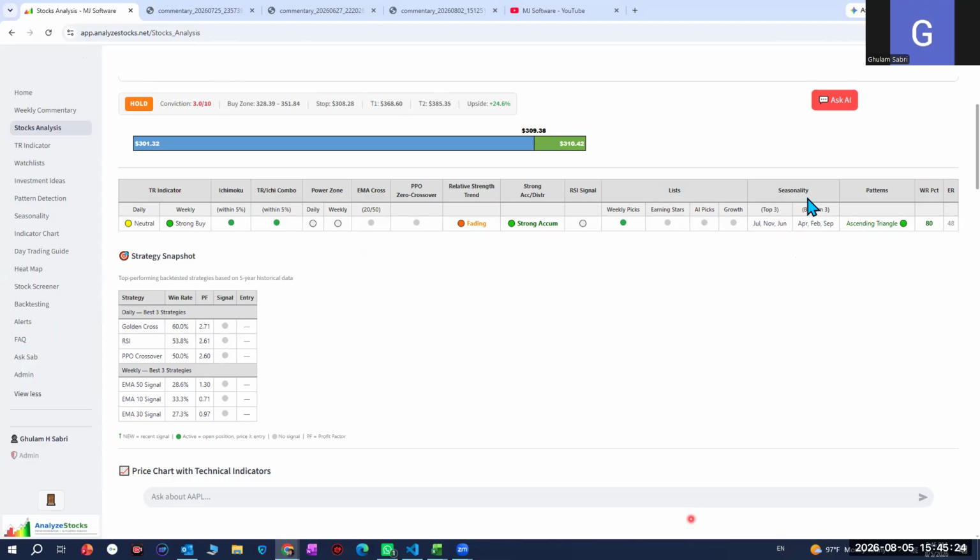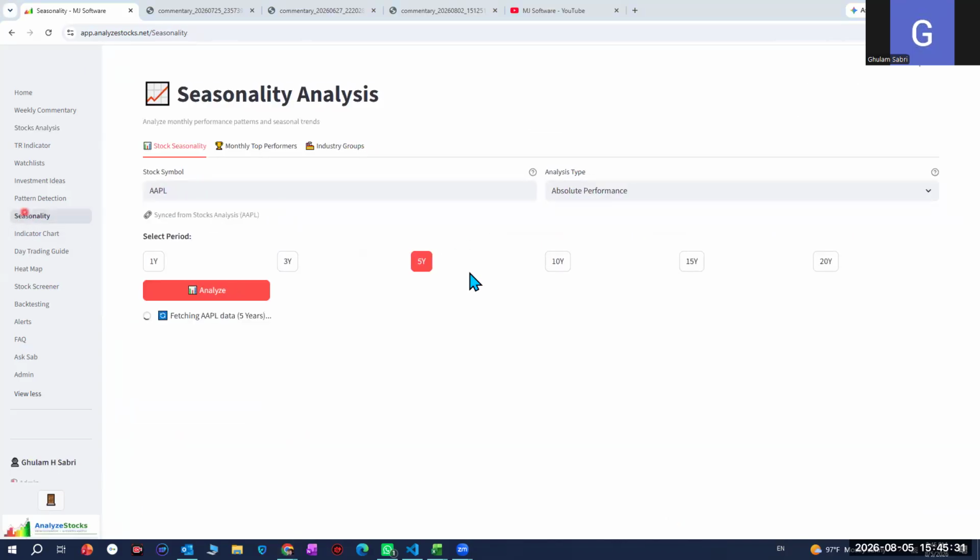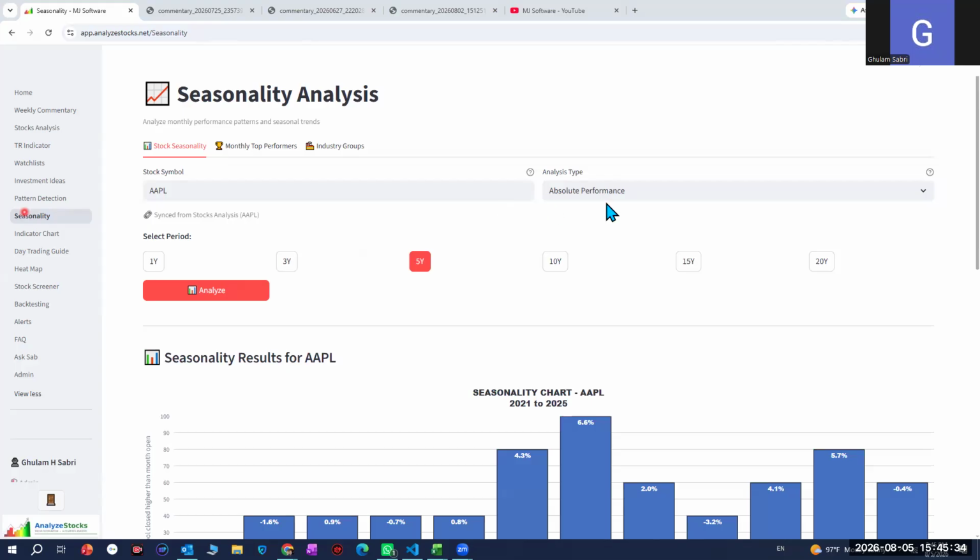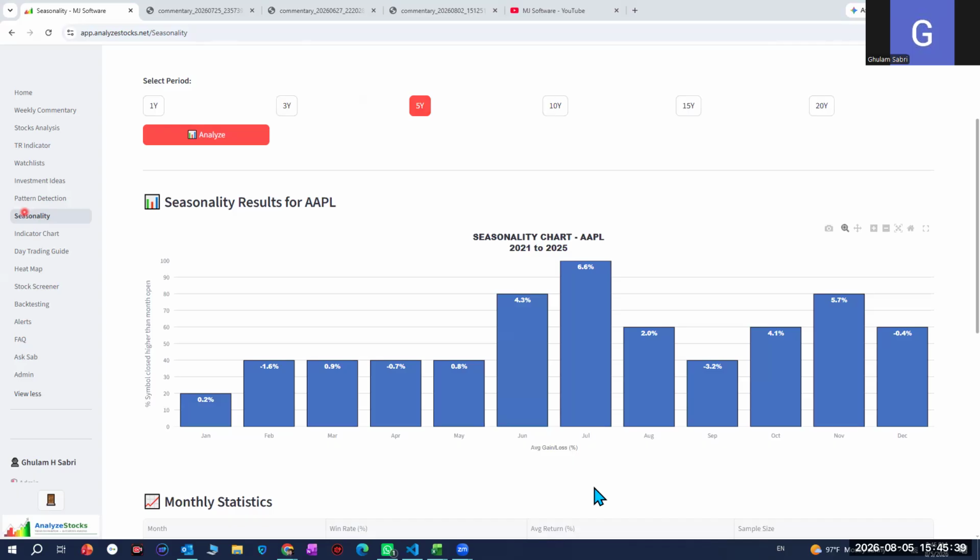The first thing is seasonality. We mentioned July was the best month. Go to this seasonality page right here. Since we selected Apple, it's automatically plotting Apple's performance for the 5 years, showing the best month to trade Apple. As you can see, July. Its win rate is 100% for the last 5 years. Average return was 6.6%. So somehow Apple loves the month of July, and June as well, but its win rate for the last 5 years is 80%, not as good as July.